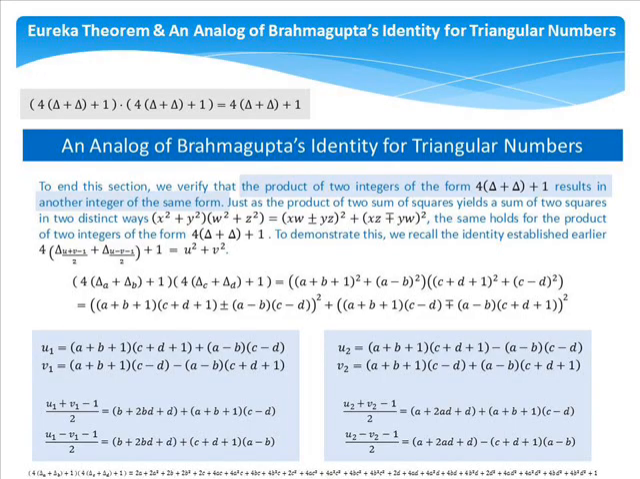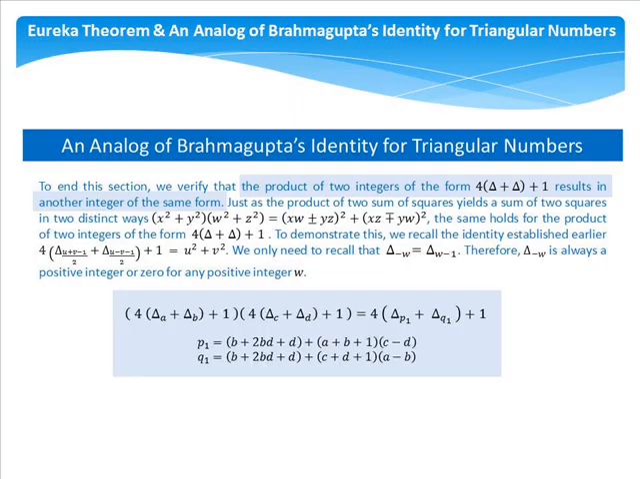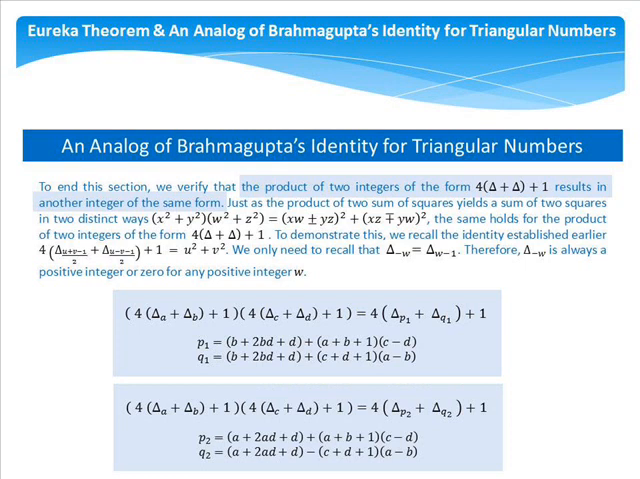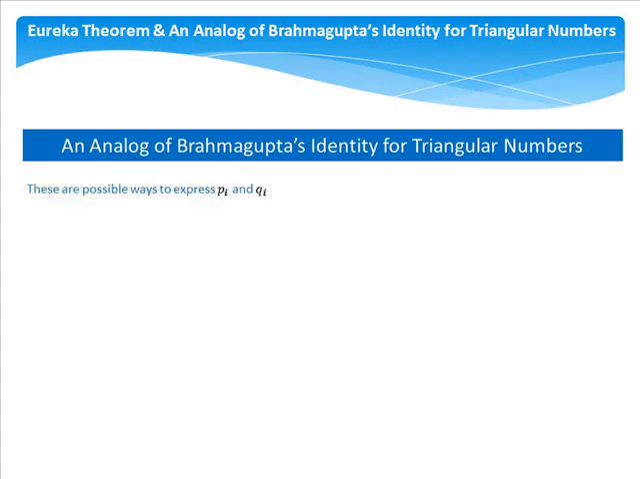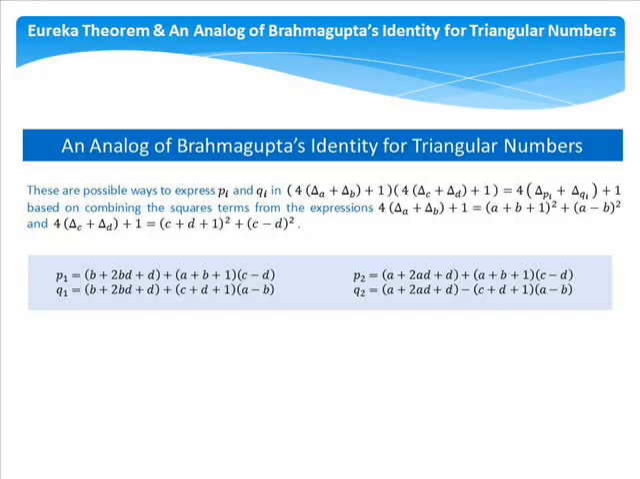We can present this more clearly, but first recall that the triangular number of minus w equals the triangular number of w minus 1. This ensures that a triangular number of minus w is always a positive integer, or 0, for any positive integer w. When expressing the product in both possible forms, we notice that in the second case, q sub 2 might take a negative value. However, this poses no issue, as it corresponds to a valid positive integer under the given identity. These are possible ways to express p sub i and q sub i involving the terms of the squares, revealing elegant symmetries.